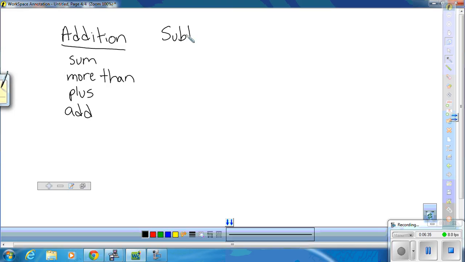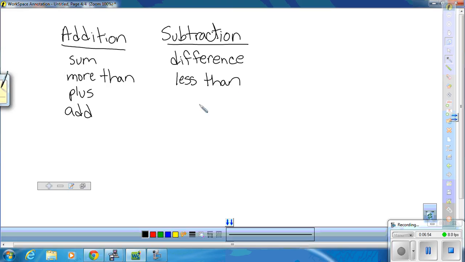Subtraction words. Words for subtraction. Difference. So if you see difference, it could be less than, 3 less than, minus, take away, subtract, for the obvious one. These are words that you might see for that.